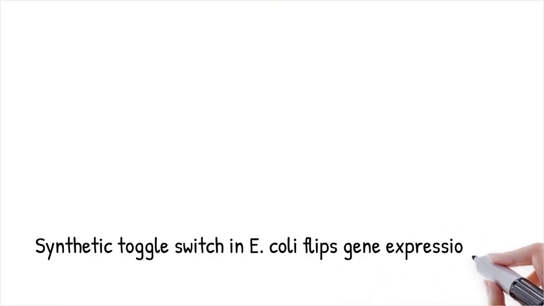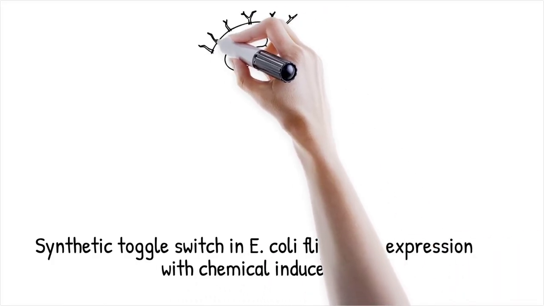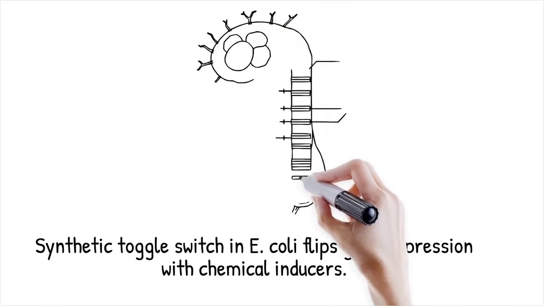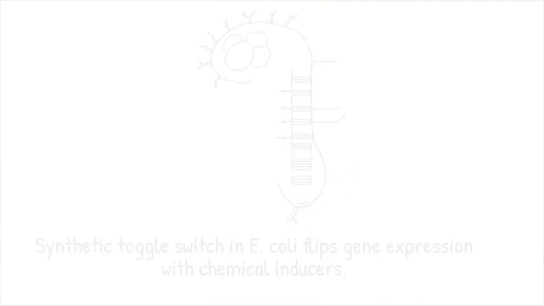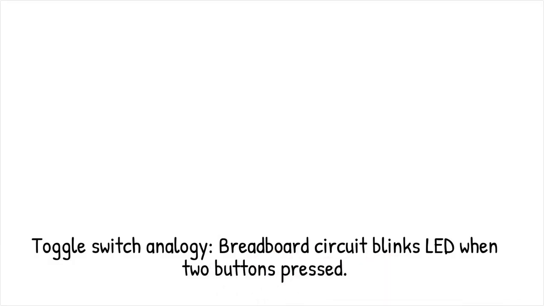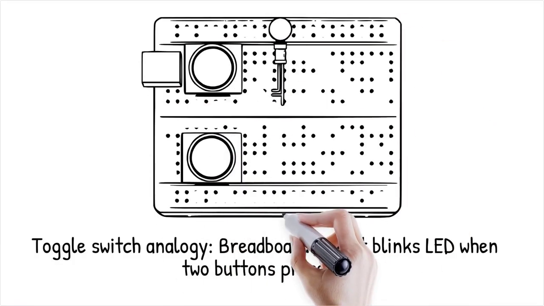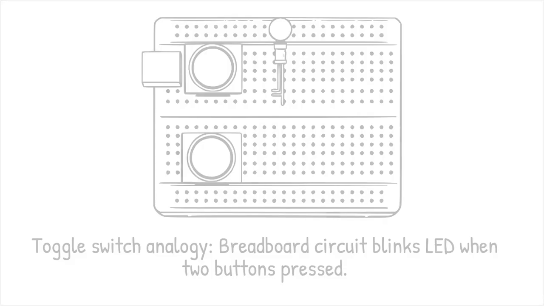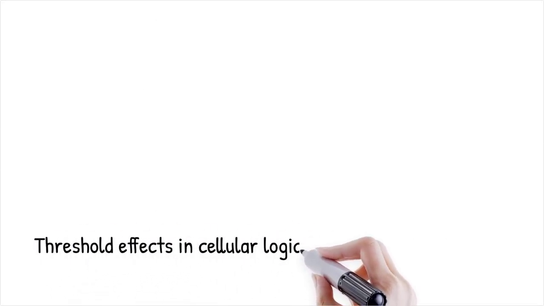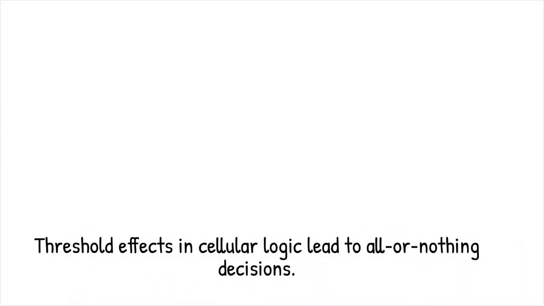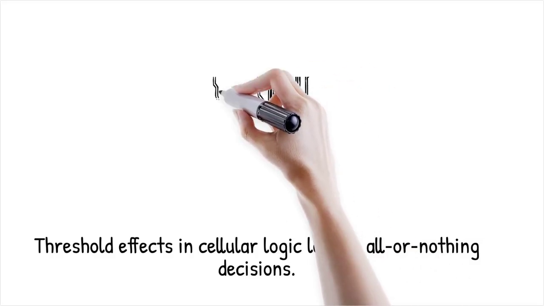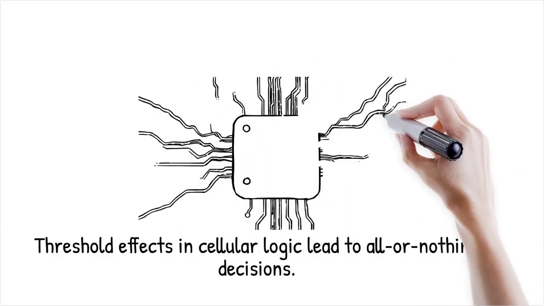A synthetic toggle switch in E. coli flips between two stable gene expression states in response to external chemical inducers. It is like wiring a simple electronic circuit on a breadboard to blink an LED when two buttons are pressed in sequence. Cellular logic often exhibits threshold effects where small variations in input concentration produce dramatic shifts in output behavior.